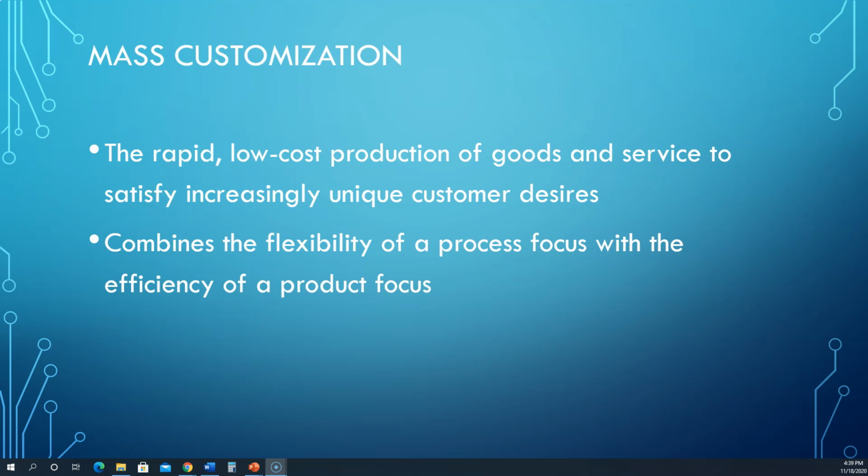One of the main features of the mass customization strategy is that it combines the flexibility of a process focus with the efficiency of a product focus. A very good example of the use of mass customization strategy is the Dell Computer Company. Their strategy was to create a process that will focus on customers directly through building what customers need when they need it, with fast response and low cost.